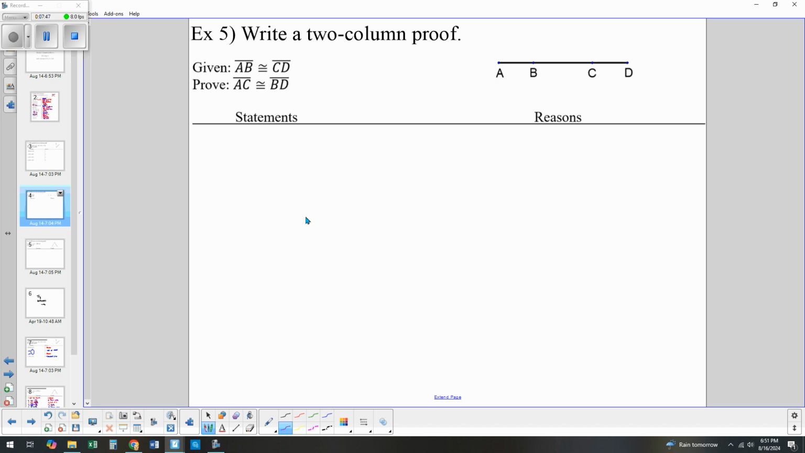Sometimes it helps to know what you're looking at to prove on the picture, and that will kind of help guide you in which way to go. So I'm starting out knowing that AB and CD are the same. I want to prove that AC and BD are the same. So I do notice that AC and BD overlap on segment BC. So that's going to have to come into play somehow.